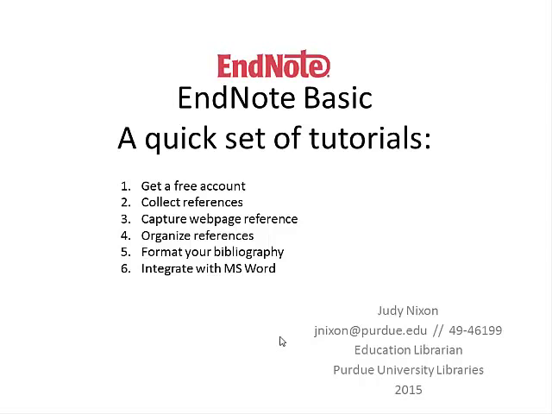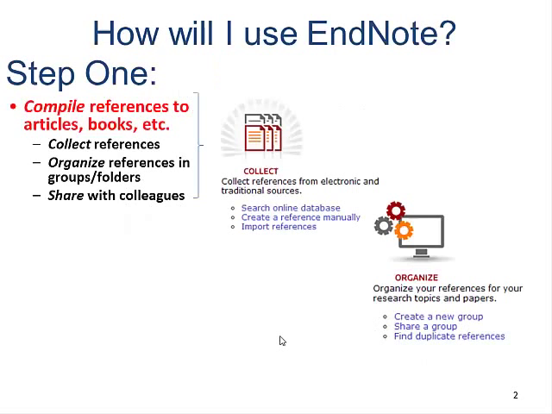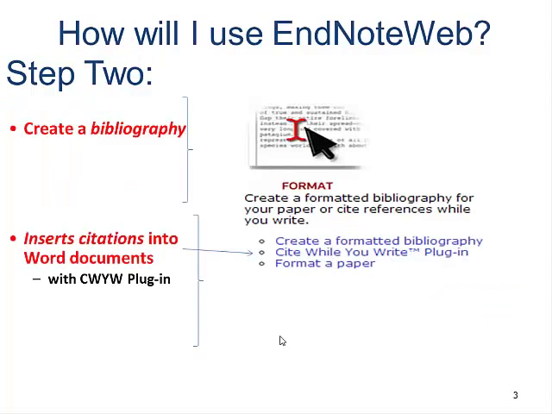Then how to collect references into your account. And you can organize those references into groups or folders. And you can share those folders with your classmates or colleagues. Then you can create a bibliography from a selected set of those references that you have in Endnote. You can take that bibliography and insert it into a paper. Or you can set up a program, a plugin with Word so that Microsoft Word and Endnote work together.